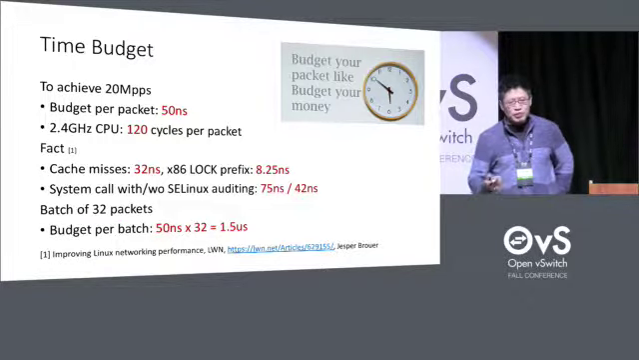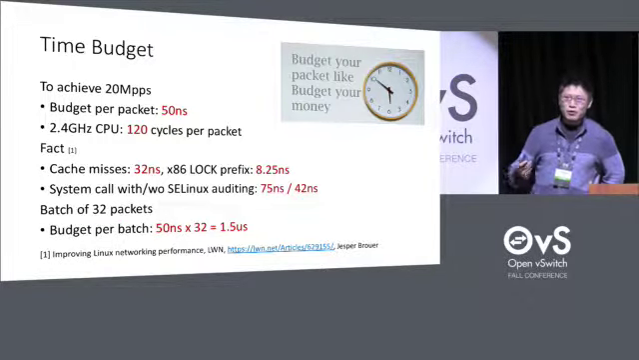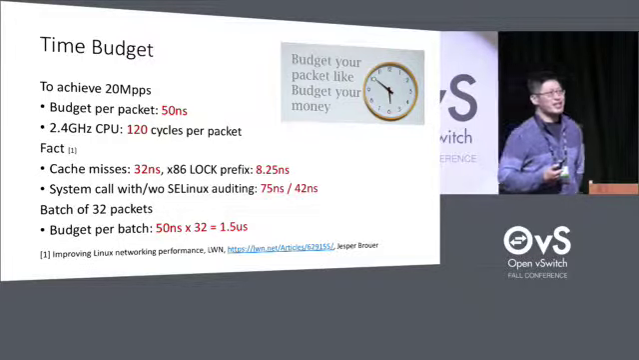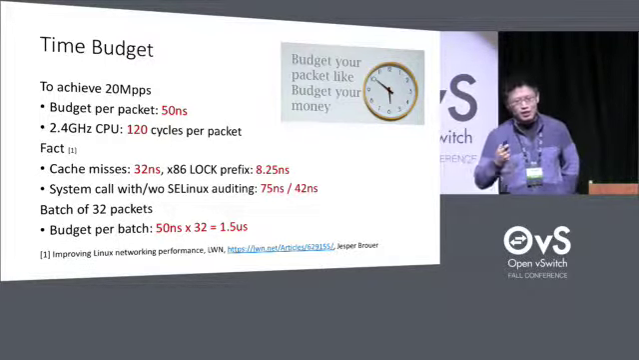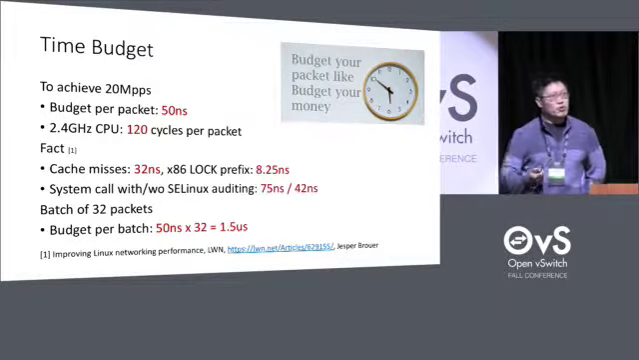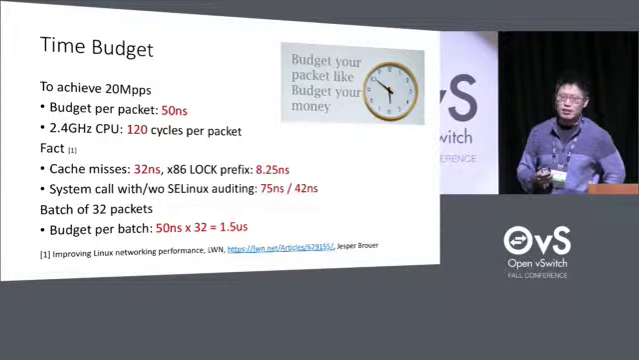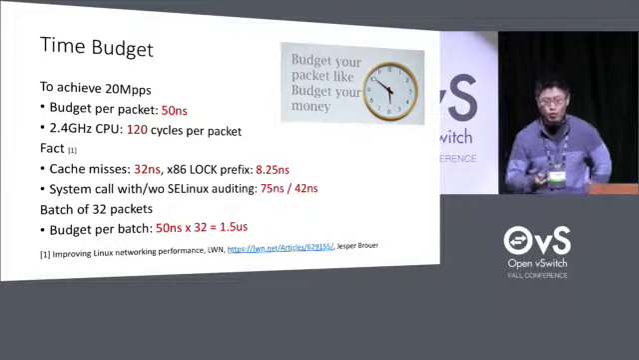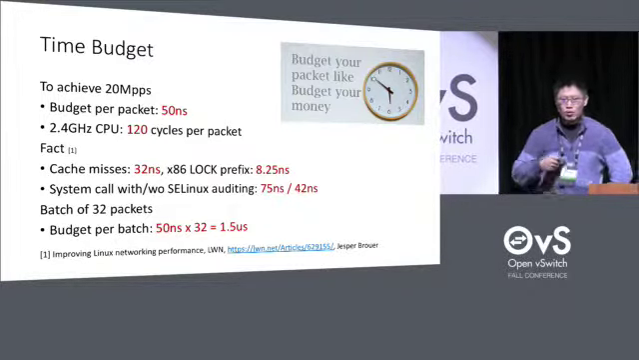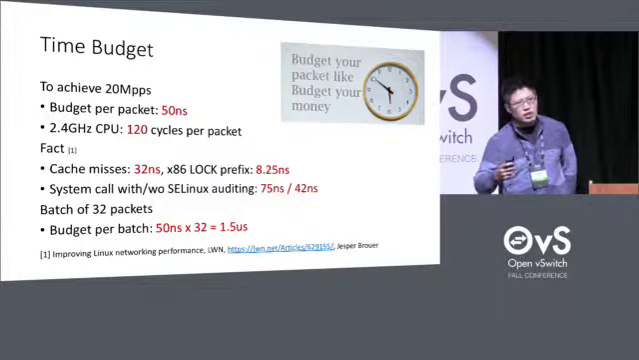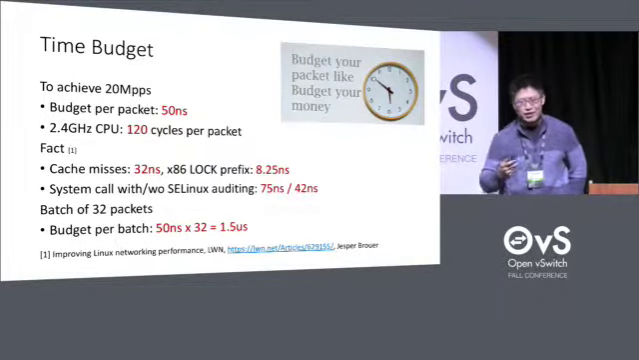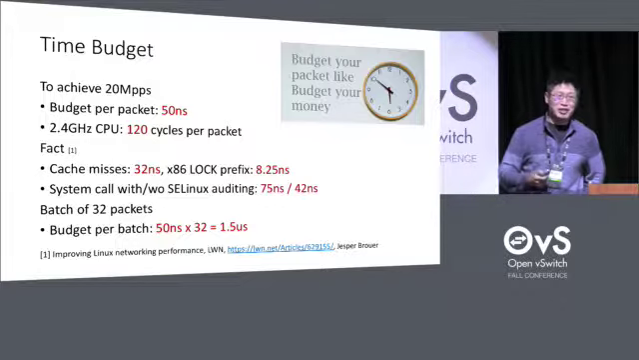So we can do batching. Today we do batching of 32 packets, so it makes the case a little bit better. If we do batching of 32 packets, then per batch, our budget is about 1.5 microseconds. So we want to see that our implementation, this new AF_XDP netdev type, can meet this time budget.